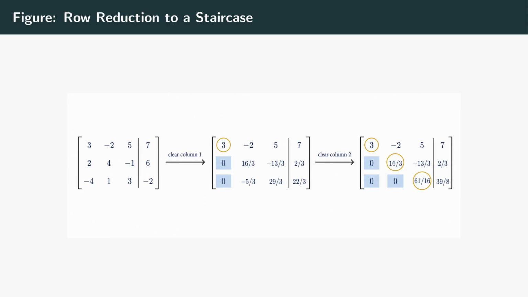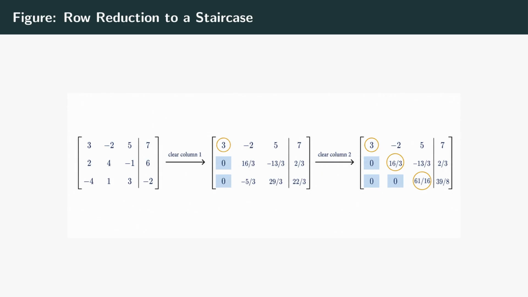Let's watch the reduction happen. On the left is a full augmented matrix, 3 rows, 4 columns, the bar before the last column, and numbers scattered everywhere with no structure. In the middle snapshot, we have used the top left entry, circled in gold, as our first pivot, to clear the column below it. Those freshly created zeros are shaded blue, so you can see the first column is now a pivot on top and zeros beneath.